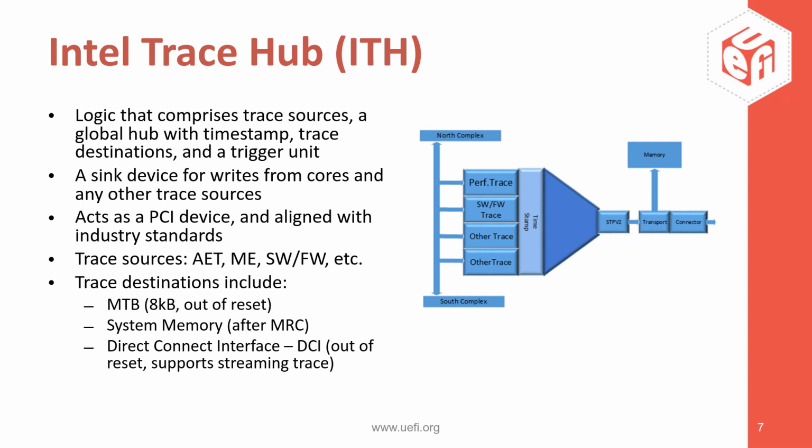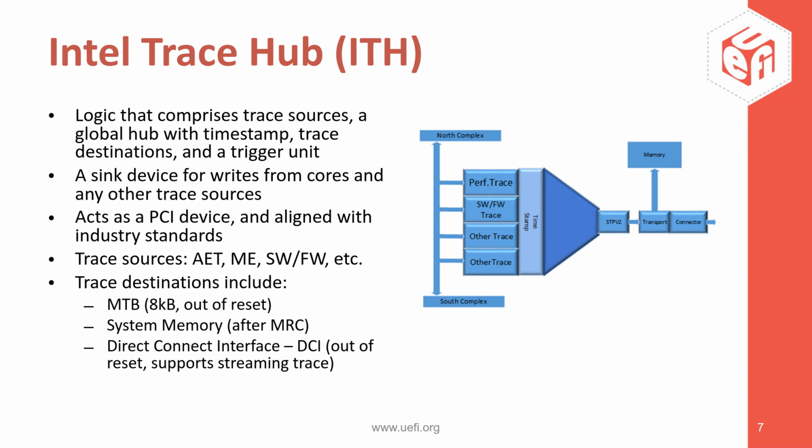And you can send the trace data out to three primary destinations or mechanisms or sinks, right? One is the MTB, the Master Storage Controller Trace Buffer. You can get that trace data out of reset, which is really cool, but it's fairly small, just 8 kilobytes. System memory, you've got lots of memory. You can, but you have to wait until after memory initialization. So that's kind of next.